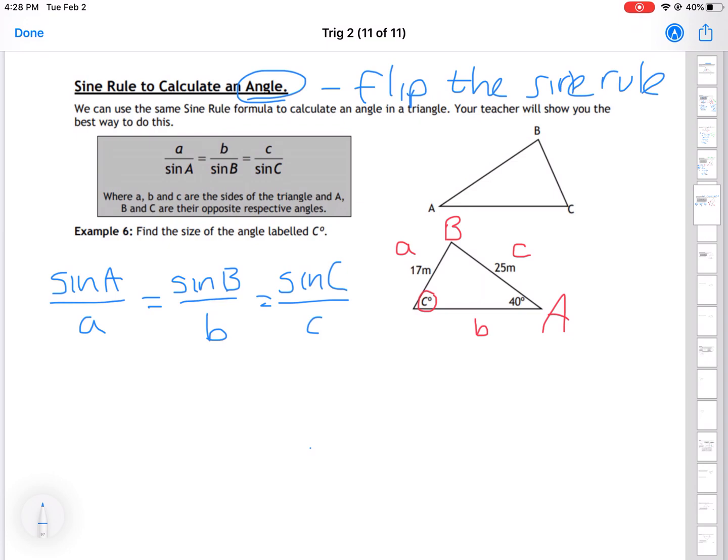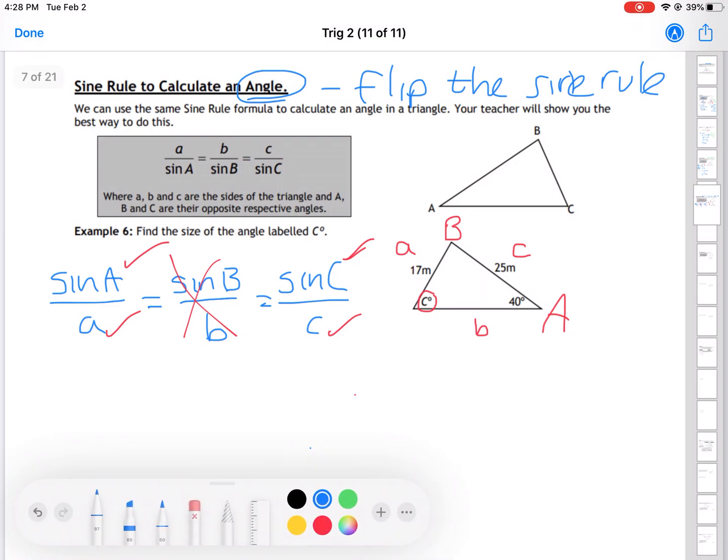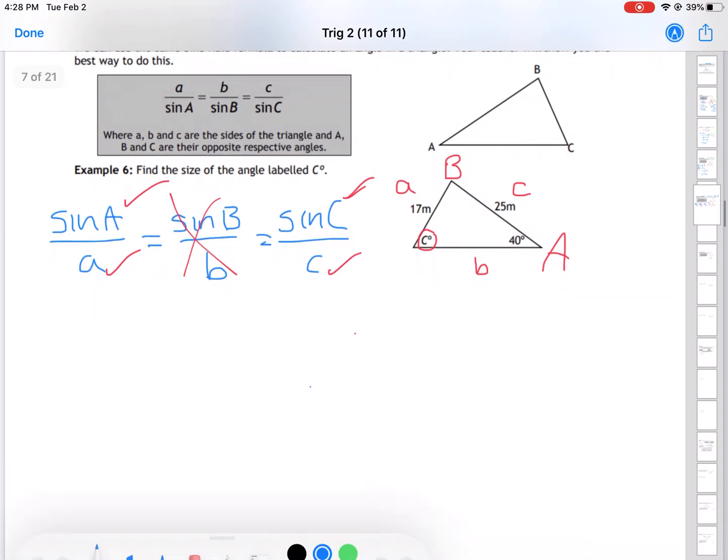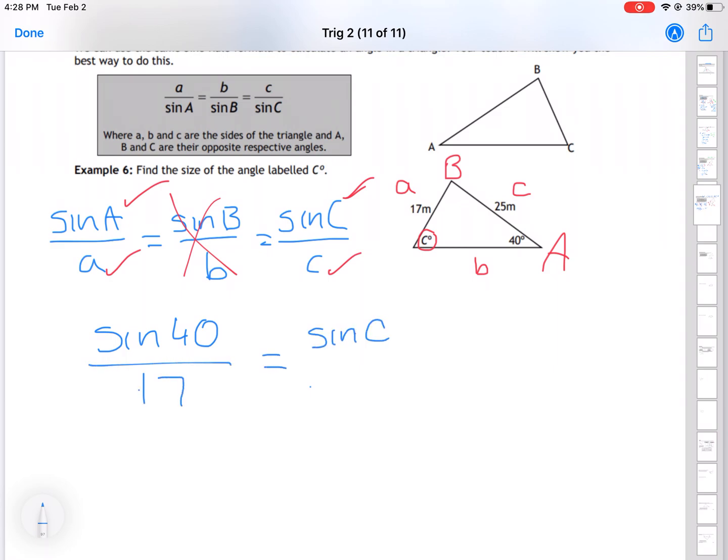Now, this makes life a lot easier for us. Tick what we have first of all, and you'll see why in a second. We want to find angle C, we have side C, we have angle A and side A. Therefore, we're not using B. Substituting that into the formula then, we have got sine A, which is 40, so sine 40 over 17 equals sine C, which we don't know, over 25 for small c.